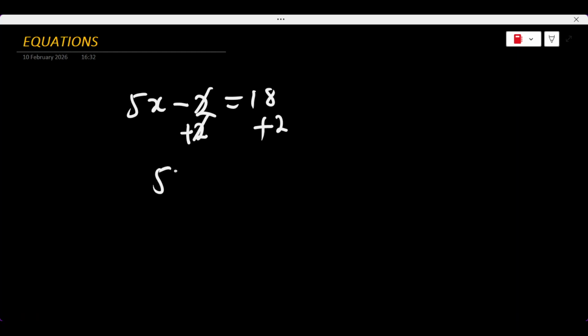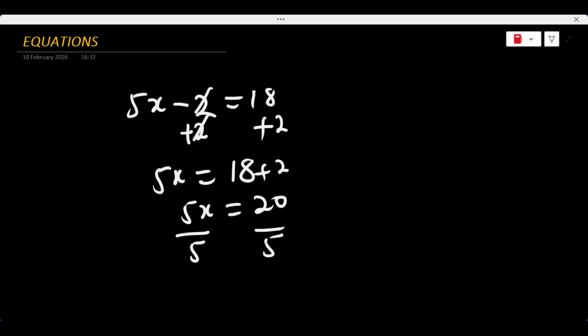Then we are left with 5x equals 18 plus 2. So 5x equals 20. Now this 5x means 5 times x. And to undo the 5 so that your x will be left alone on this side, you use the inverse or reverse form of multiplication, which is division. So you divide by 5, you divide here too by 5, and then you cancel out. So x gives us 4, because 20 divided by 5 is 4.